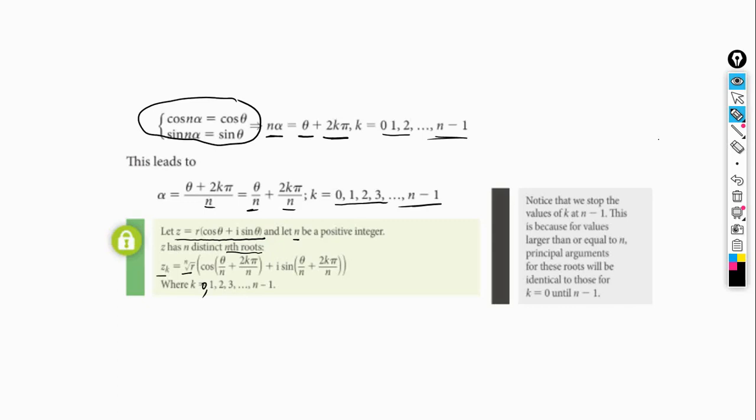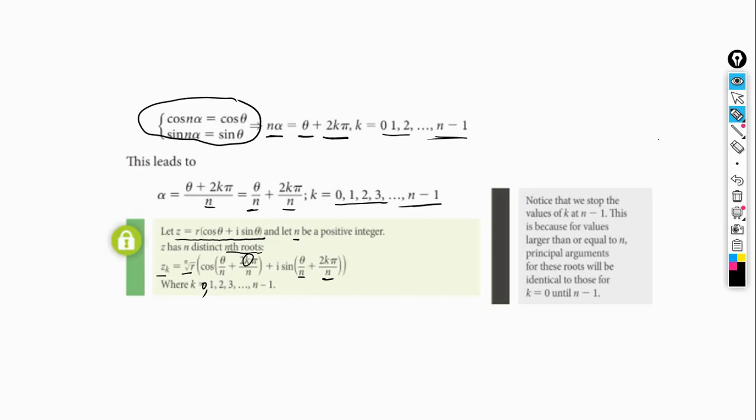So what this means is that depending on the nth root, you will have that many solutions. And each one of these solutions is given by this formula. So it's the nth root of r, times cosine of theta over n plus 2k pi over n, plus i sine of theta over n plus 2k pi over n, again with k from 0 to n minus 1.